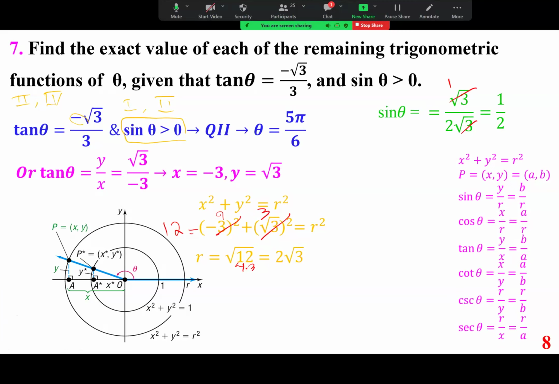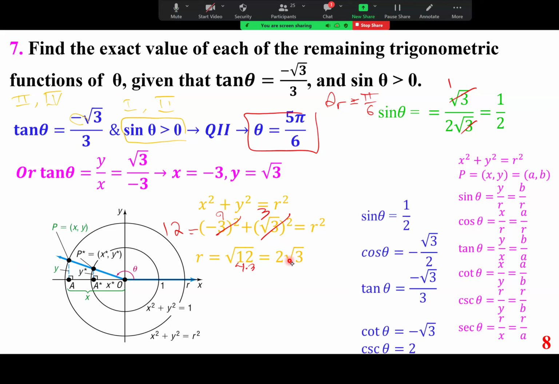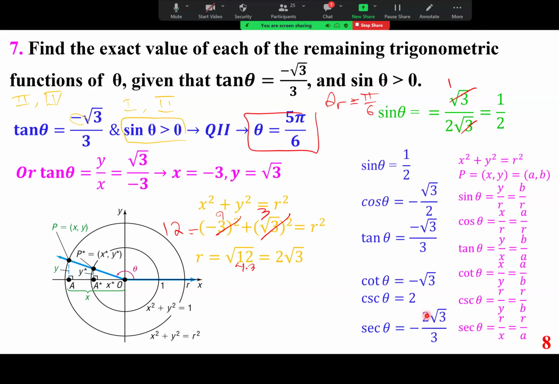You should know sine of pi over 6 is 1/2, and sine is positive. Sine of 5 pi over 6 is the same, because when you have this one, your reference arc is pi over 6. We've discussed that. That means the values are the same, except you have to figure out positive or negative based on the quadrant. So you have the sine, you have the tangent, and you can find the rest of them. For example, cosine is x, negative 3, over r, 2 square root of 3. I'm going to leave it for you to figure out the rest. You can finish them off in no time.